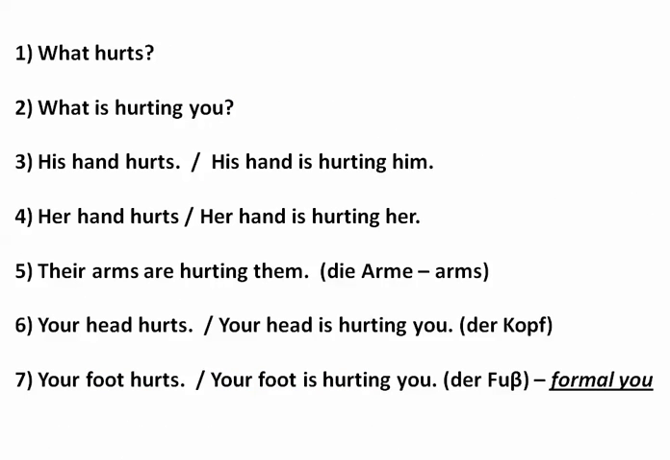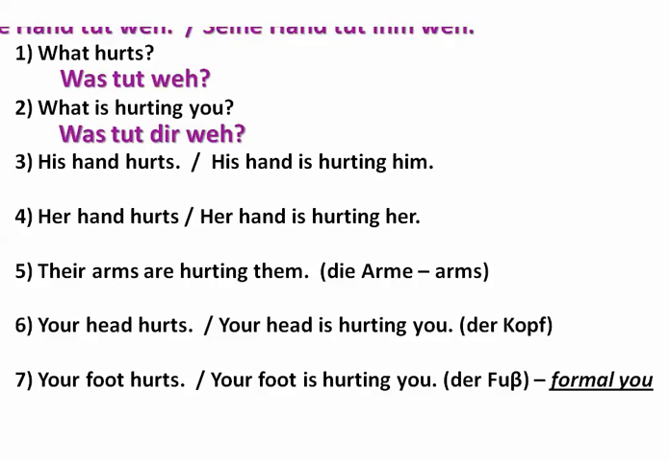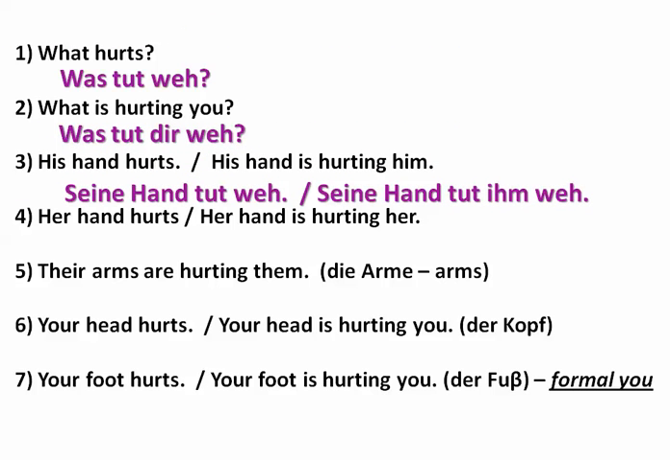Okay, so let's do a few of these real quick also. If you want to say what hurts in German, you can say was tut weh, what hurts. If you want to say what's hurting you, be more specific and add the you. You can say was tut dir weh, or if you want to be formal, was tut ihnen weh. Now to express his hand hurts in German, it's going to be seine Hand tut weh. But if we want to emphasize that it's hurting him, it would probably be more accurate to say seine Hand tut ihm weh.